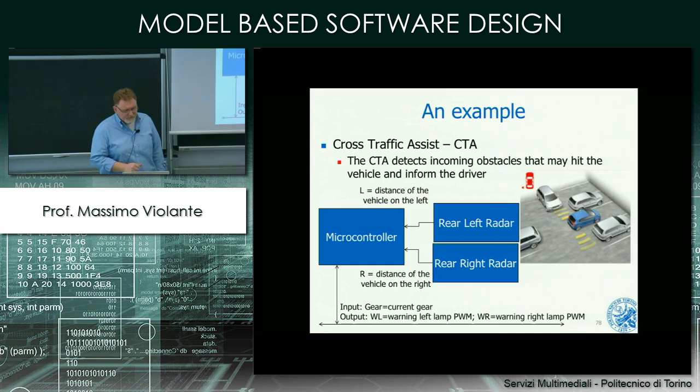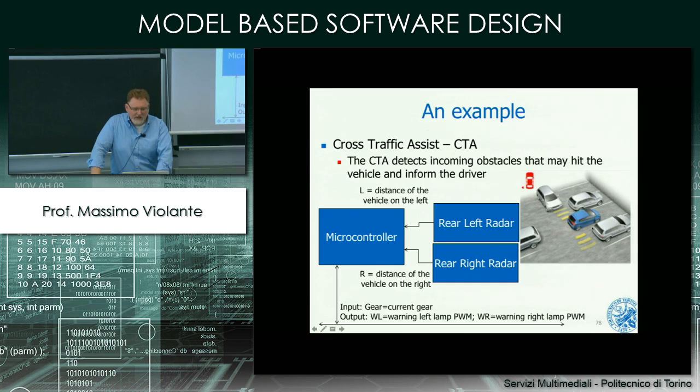So let's imagine we want to deal with this system. This is a cross-traffic car system. What's the purpose of this system? Let's imagine that on the two back sides of your car, you have radars. These are intended for measuring the speed and the distance of approaching vehicles or obstacles when you are driving backwards.